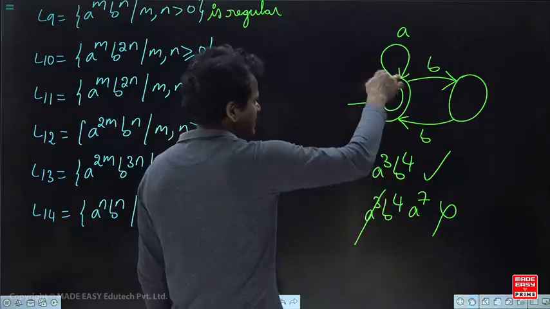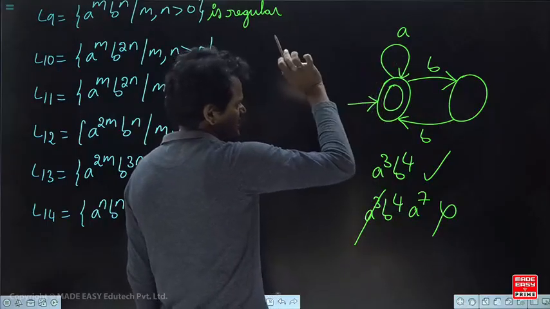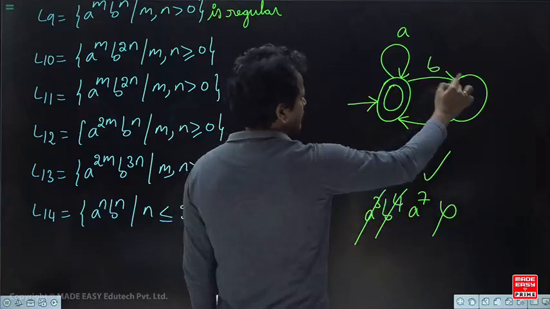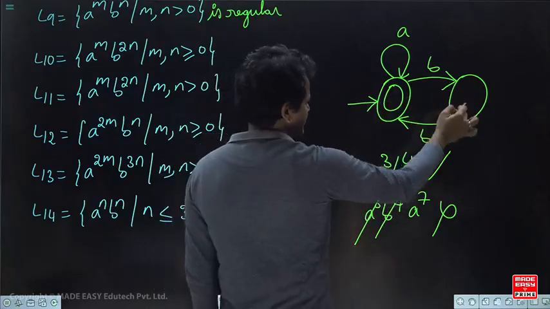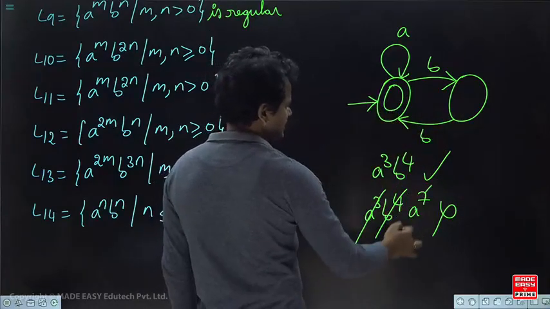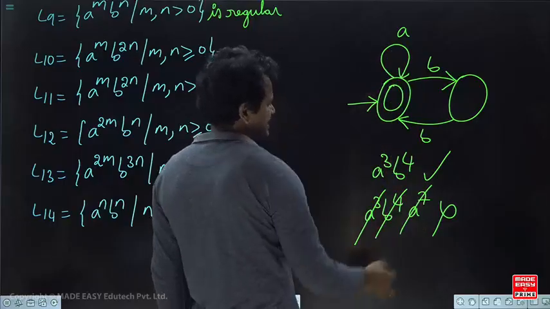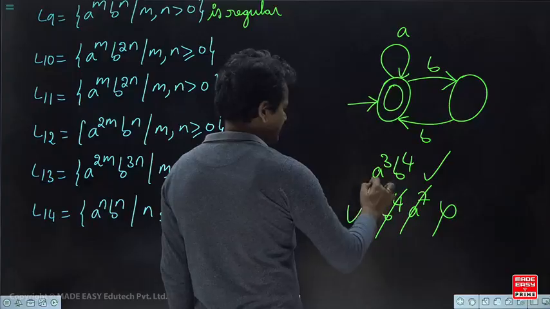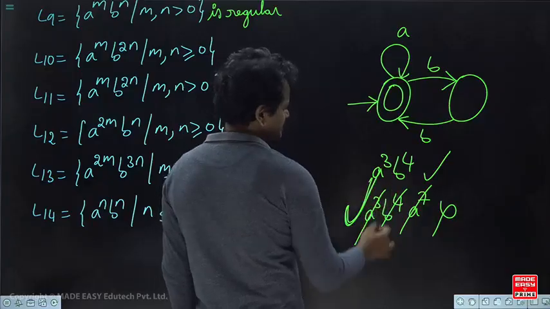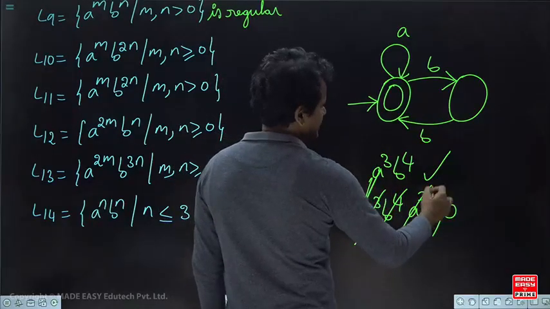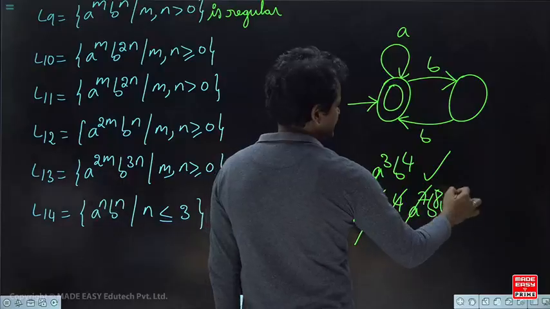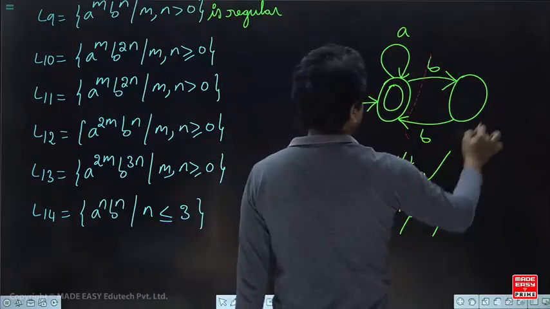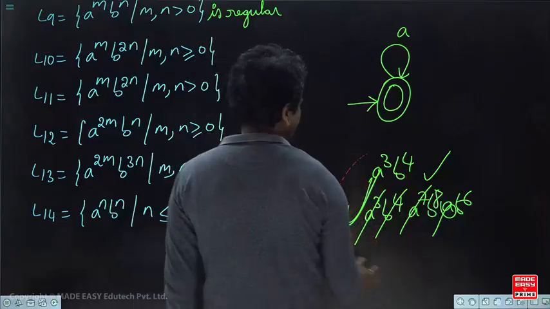Let us check. A cube. Yes, we will be in the final state. B power 4: 1, 2, 3, 4. We came back. Then A power 7 is accepted. The string is accepted. Even though the string is invalid, it is accepted. And again, suppose B power 8. Yes, accepted. Again B is accepted. So this is not a perfect diagram.